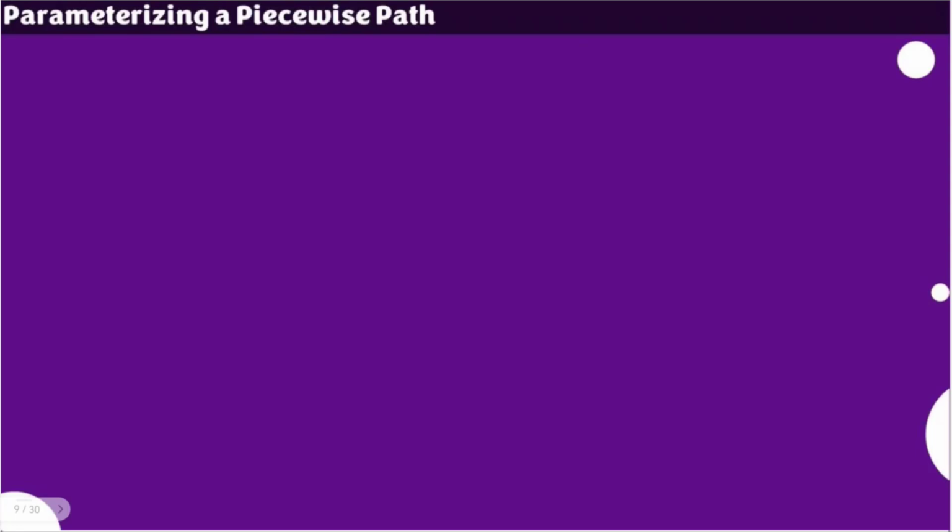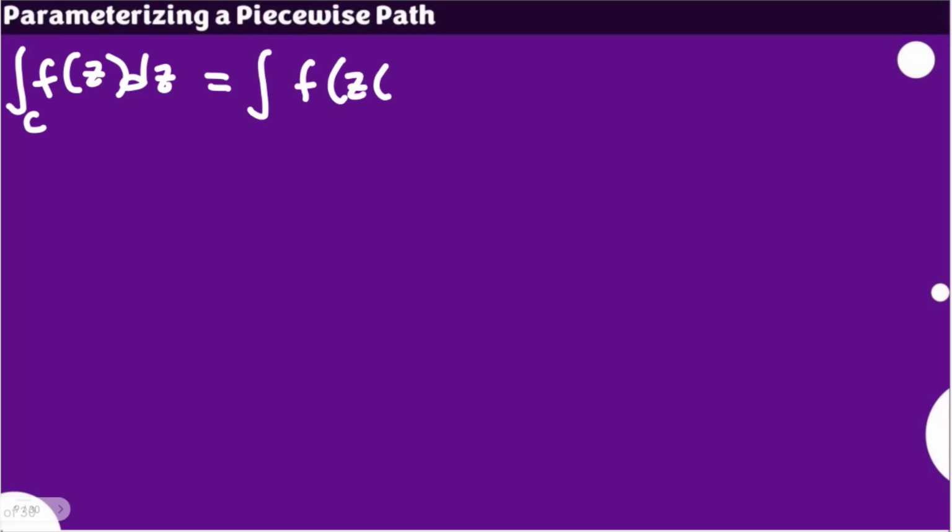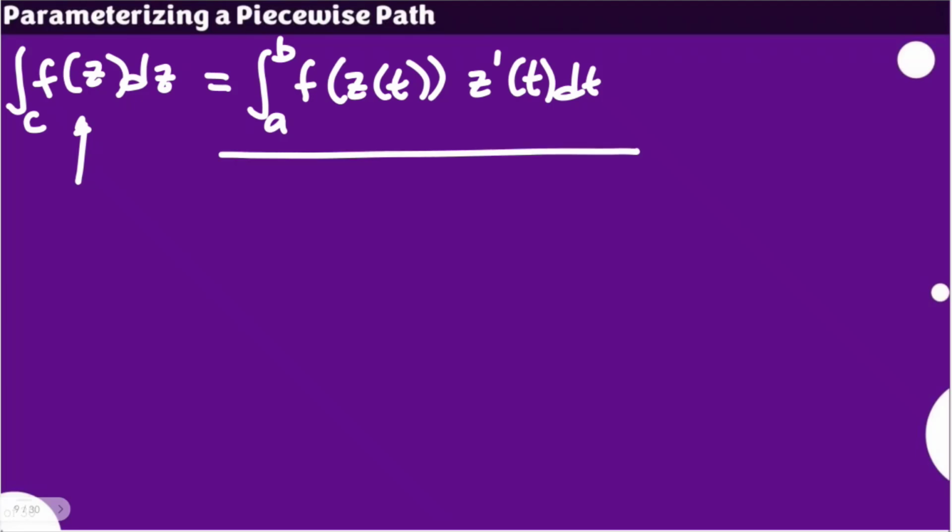So how do we parameterize a piecewise path? Let's try to review that. If we have here the integral of f of z dz along your path, which is C, it must be equivalent to the integral of f of z of t times z prime of t dt from a to b. So the complex integral of a given complex function along the path C is just equivalent to this form. We were able to establish already how to parameterize a straight line path, a horizontal line segment, a vertical line segment, a curved path, even a circular path, whether or not it is centered at the origin.